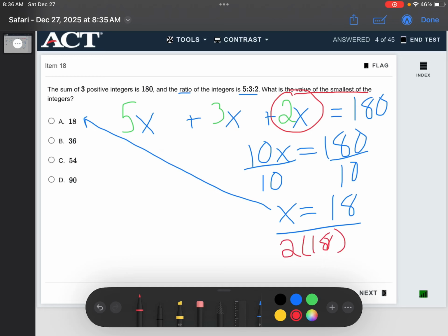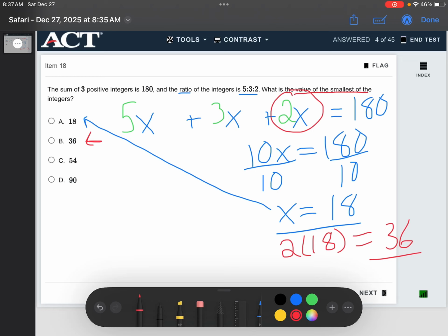Maybe I could write correctly. Oh, it looks terrible. Let's fix that. And so we're just going to do 2 times 18, which is going to give us 36, right? And so there is our correct answer choice right there with the 36. Working through this problem and not getting distracted by the things that ACT does.